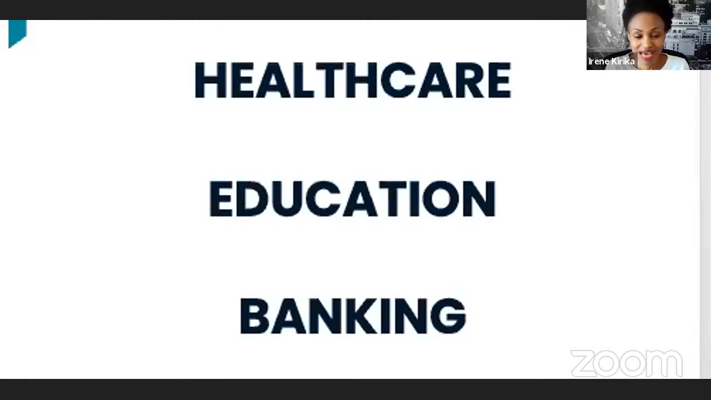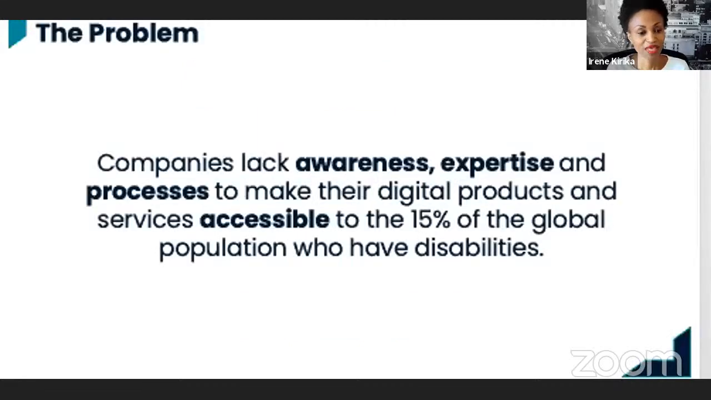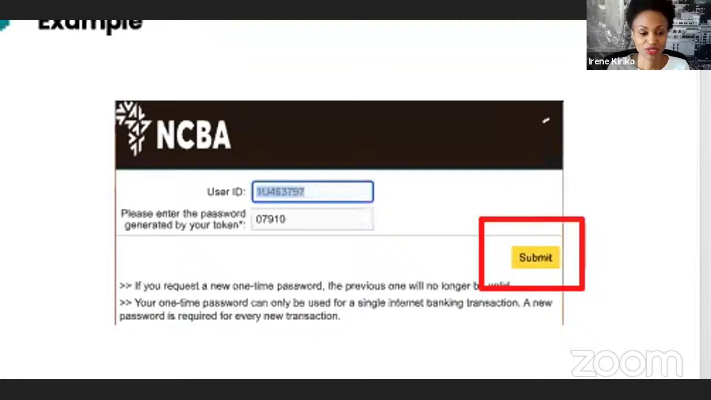What we are talking about here is access to basic needs, such as healthcare, education, and banking. Technology makes life much easier for people with disabilities. The problem is that companies lack awareness, expertise, and processes to make their digital products and services accessible to the 15% of the global population who have disabilities. Let me give you a simple example. Look at this banking website. In order to access your bank account, you need to submit your ID and your password and then click submit. Unfortunately, you need to use a mouse to be able to click submit. However, people who are blind and those with limited mobility only use a keyboard and not a mouse. So something as simple as clicking the submit button will deny you access to your bank account.